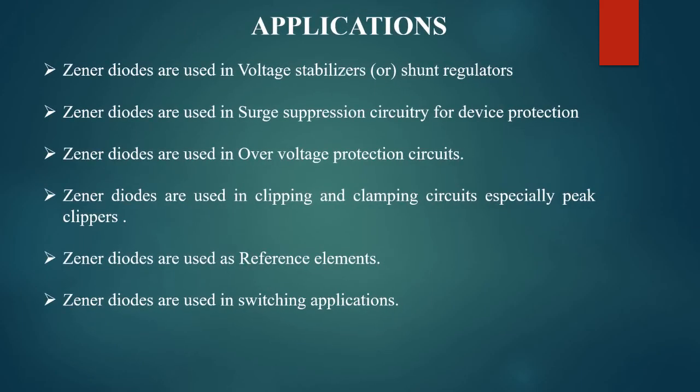These are some applications of Zener diode. Zener diodes are used in voltage stabilizers or shunt regulators. Zener diodes are used in surge suppression circuitry for device protection. Zener diodes are used in overvoltage protection circuits. Zener diodes are used in clipping and clamping circuits, especially peak clippers. Zener diodes are used as reference elements. Zener diodes are used in switching applications.